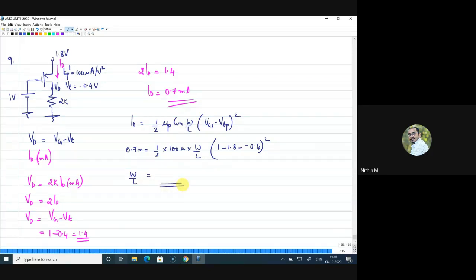So in all questions, you cannot directly assume VD equal to VG minus VT. You can use that only if the condition is given. If the device is designed in such a way that you have to place the device at the edge of saturation, then you can take this and go ahead with this. So if you have doubts, please unmute and ask. How many of you are getting the value of W by L? Let me know.